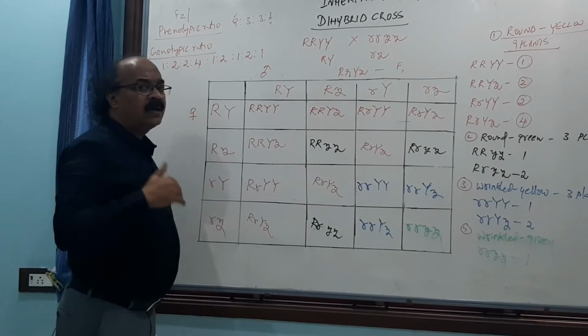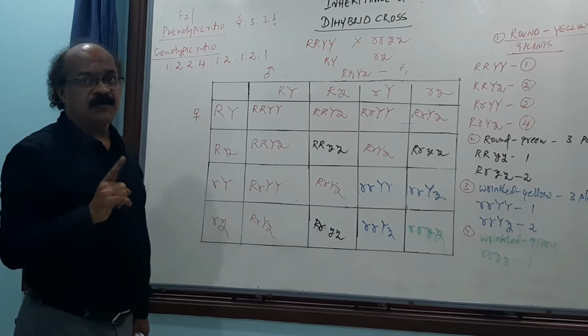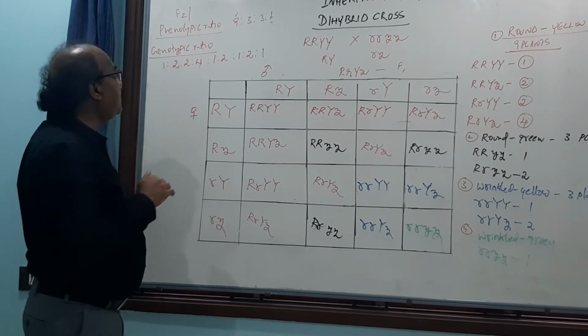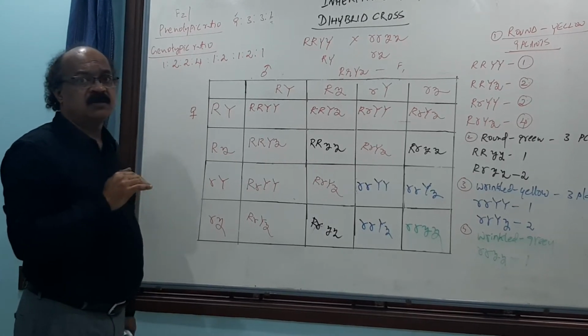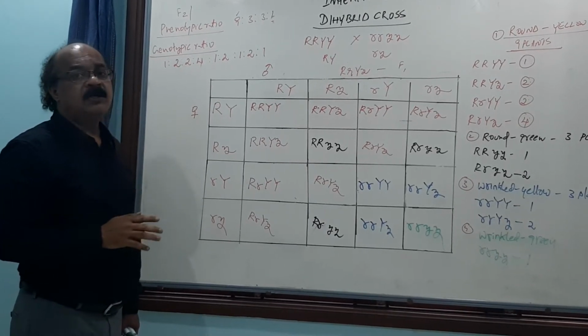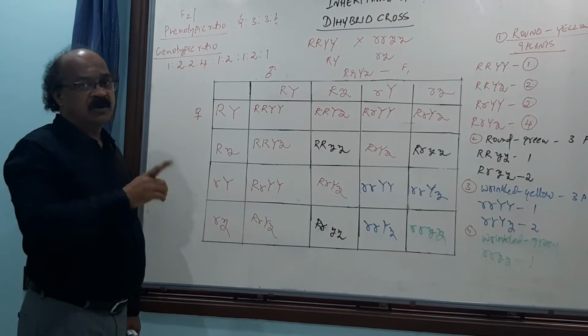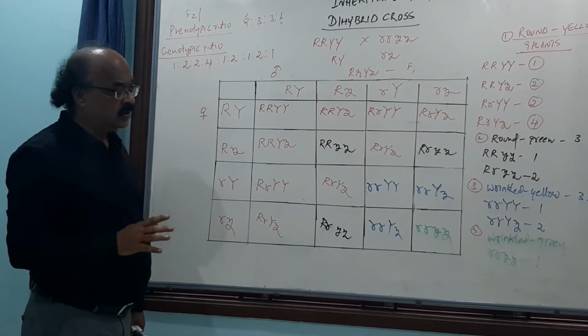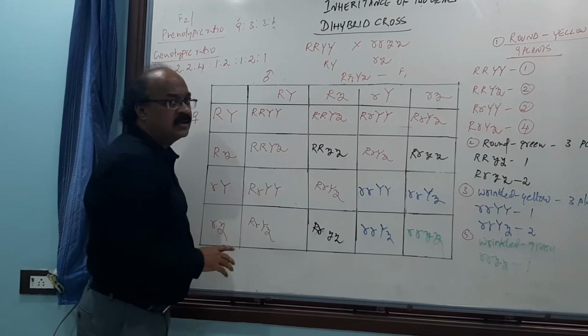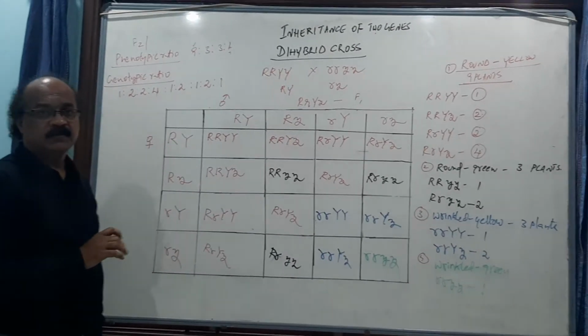Wrinkled and green both are recessive. Only 1 plant. So phenotypic ratio 9 is to 3 is to 3 is to 1. Genotypic ratio 1 to 2, 4, 1 to 1 to 1. This is a dihybrid outcome. Okay?